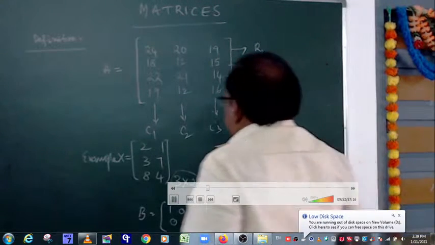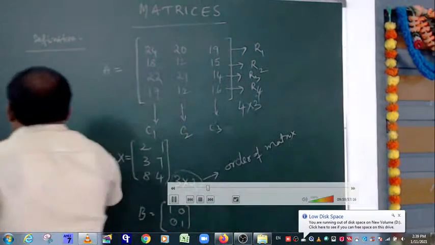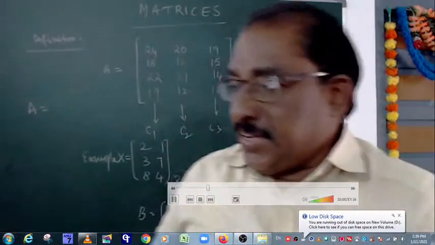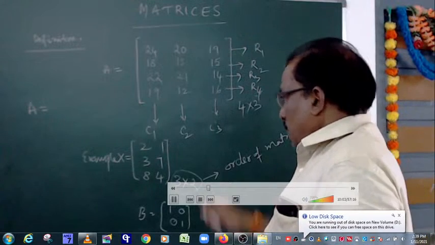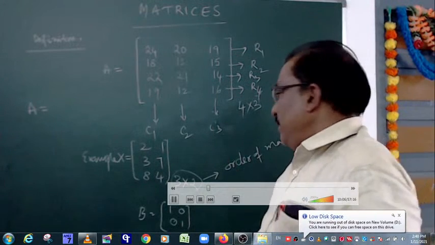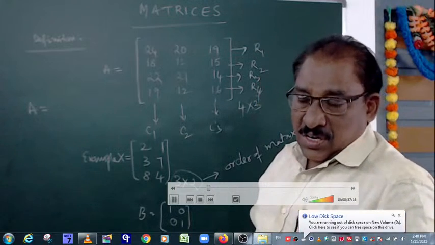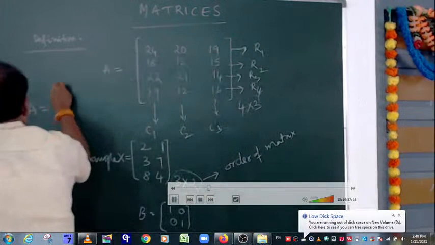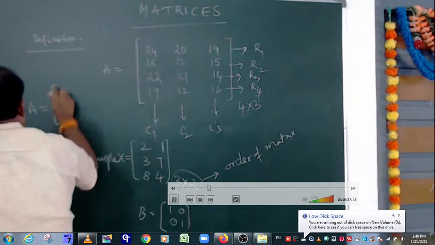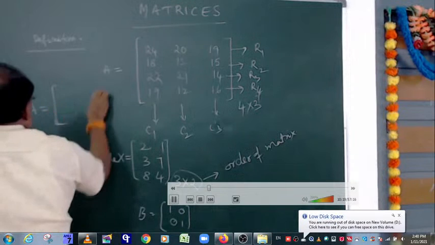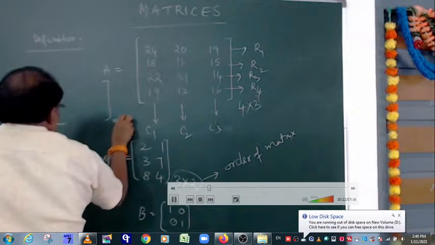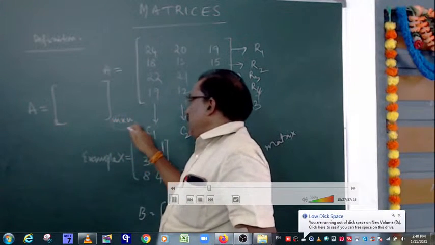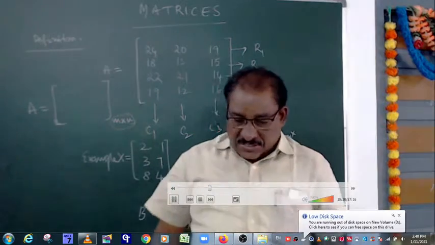Suppose the matrix, generally the matrix A, capital A, has m rows and n columns. This m by n is called the order of the matrix.